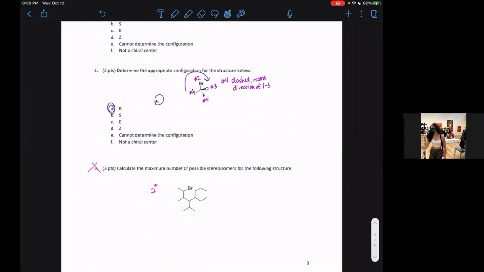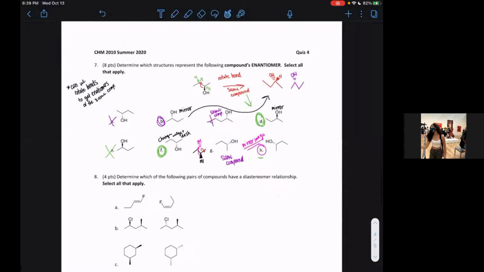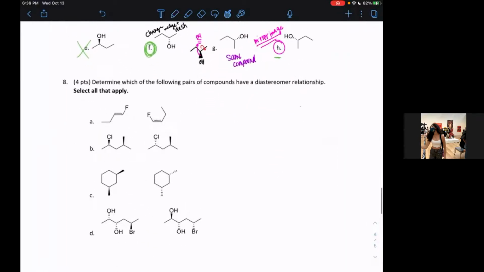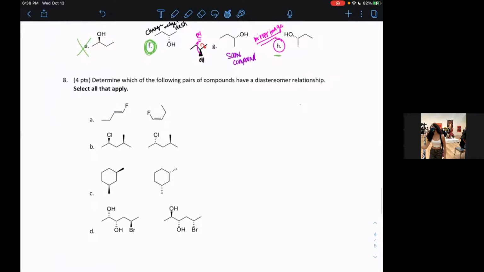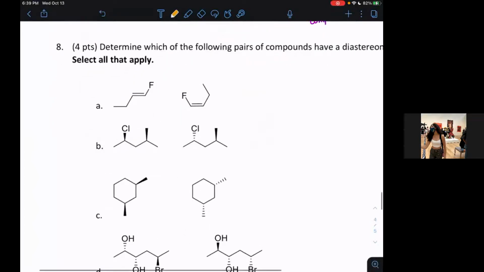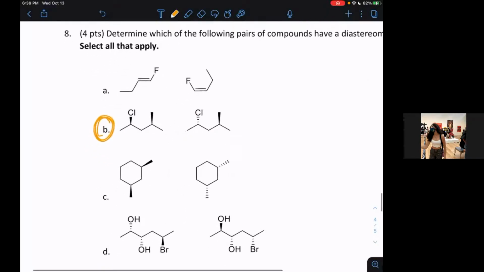Okay, and then we did 7. Okay, so 8, determine which have a diastereomer relationship. For this one, I just go with the easy ones first. This one is easy because only one of them is different. Otherwise, let's see. So this is definitely an enantiomer.